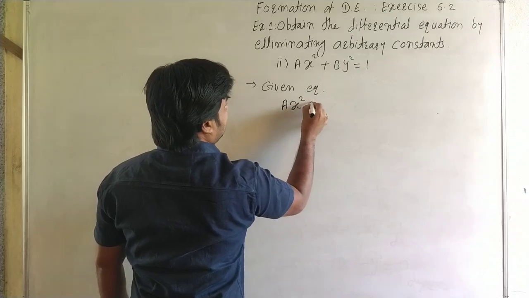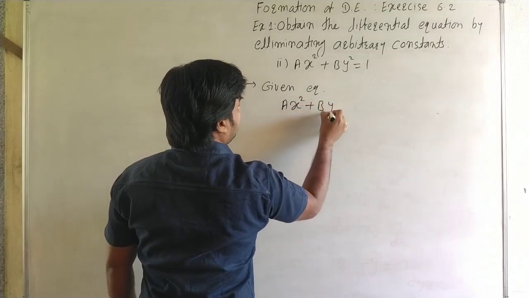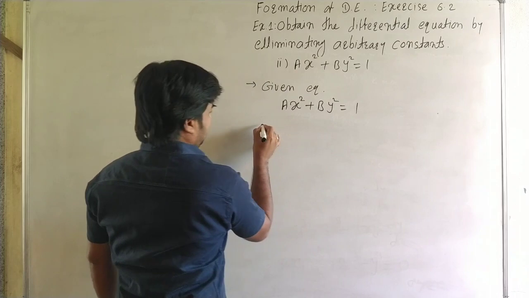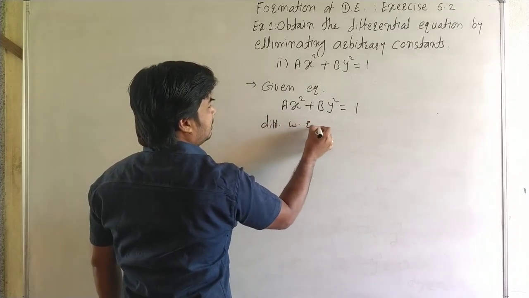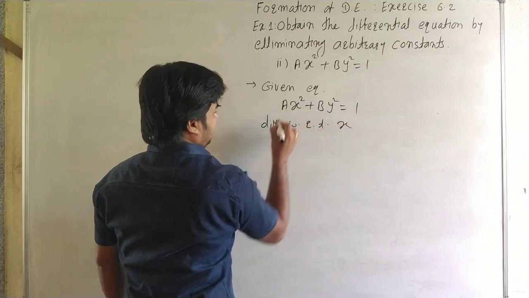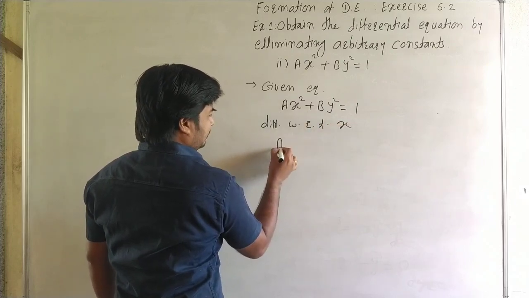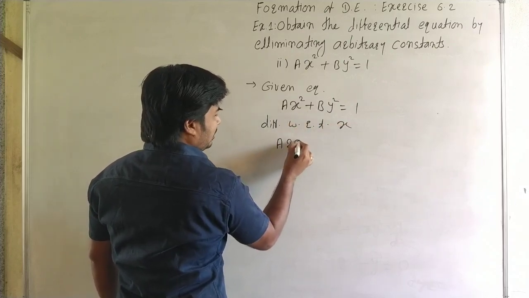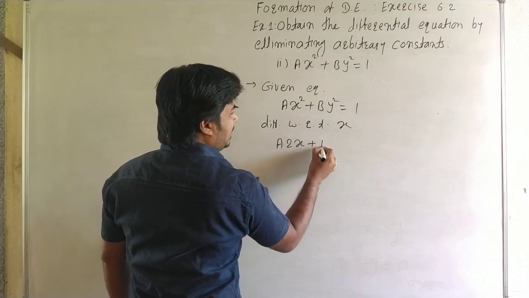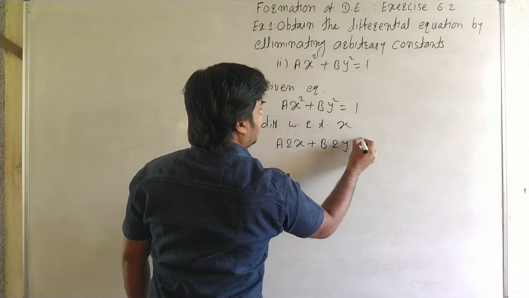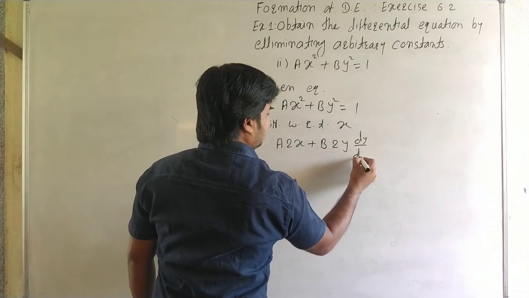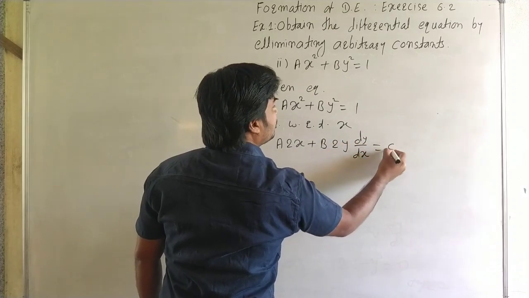ax square plus by square is equal to 1, differentiate with respect to x. Here a as it is, derivative of x square it is 2x, plus b as it is, derivative of y square it is 2y dy by dx is equal to 0.